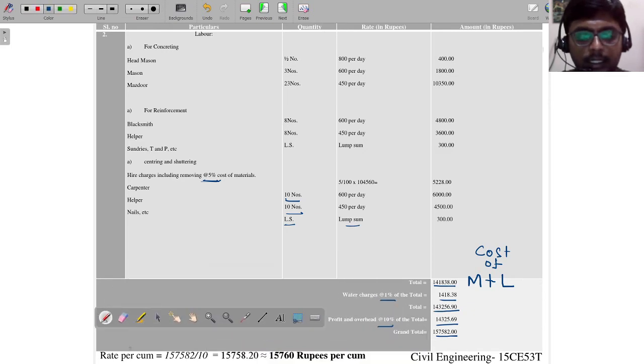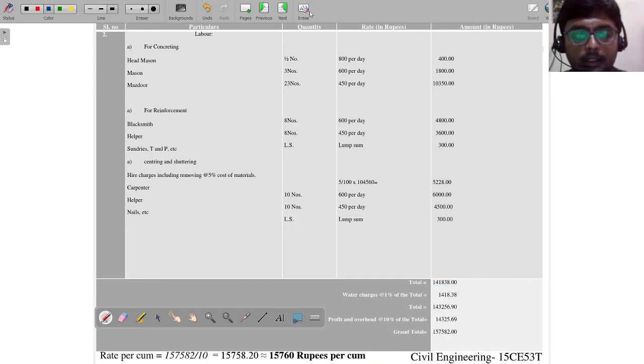Finally, to calculate the rate per cubic meter, because at the end we have to calculate the unit cost of any work. Here we have taken 10 cubic meter of concrete. So the total cost divided by the total quantity taken will give us 15,760 rupees per cubic meter. Okay.